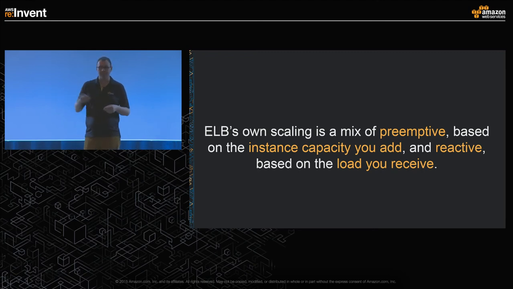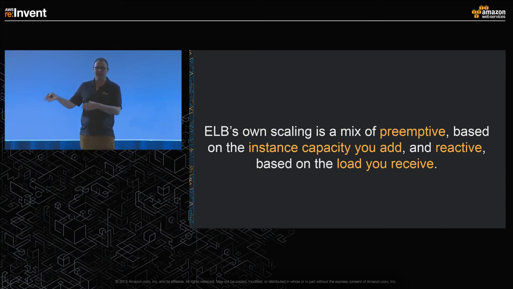Or a reactive model. And the way the reactive model works is we actually look at the load that's coming into the load balancer, like how many requests you're getting, how many packets per second, how many bytes per second, all of these things, in and out, various parameters. If you're using SSL, we'll look at how much CPU is being consumed by all of the various SSL parameters and so on. And we'll scale the ELB to match that.